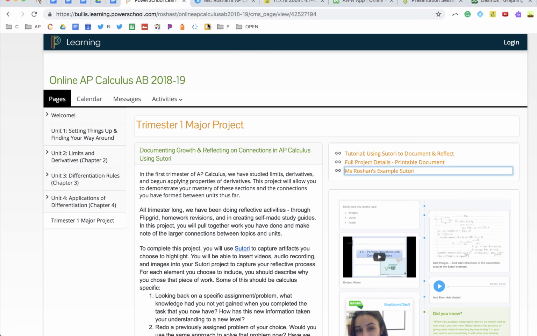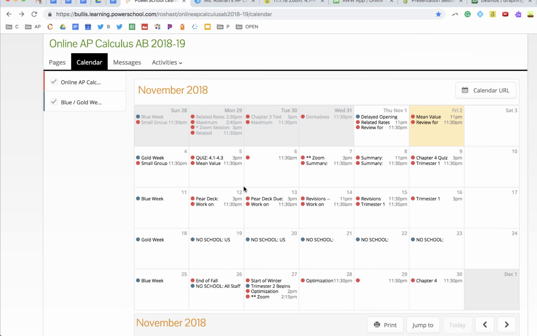So that's going to be your big project that is going to be worth an assessment grade. So it's going to be worth an entire quiz grade, and you should be able to get full credit if you do all the components. So read very carefully on what's due. As well, you have a pear deck that you have to complete. So you're going to be working on this pear deck. You're going to turn in the pear deck on Tuesday, and then you're going to do revisions to that pear deck. So that's going to be your only assignments next week. You're going to be working on that all week long.